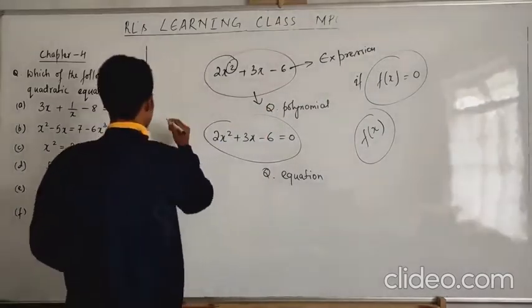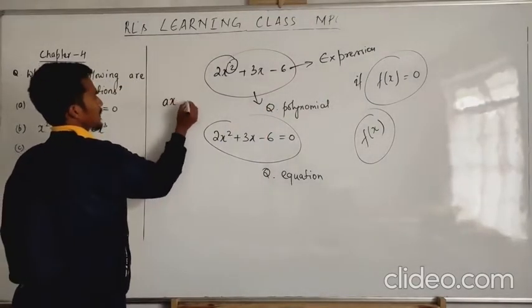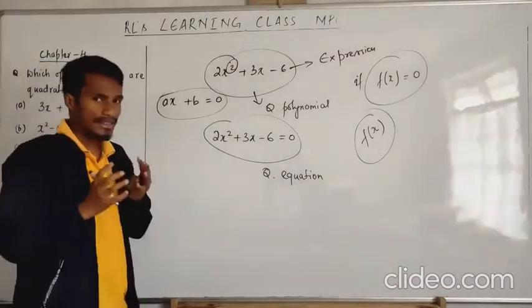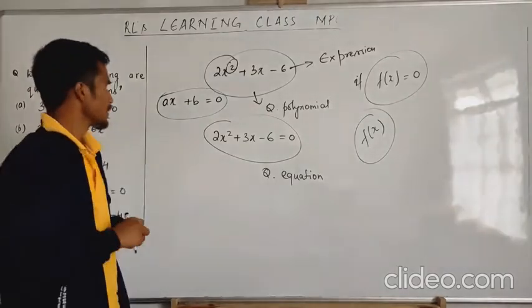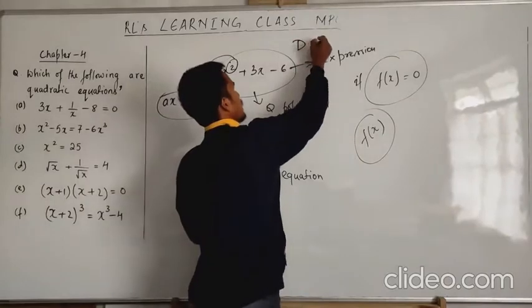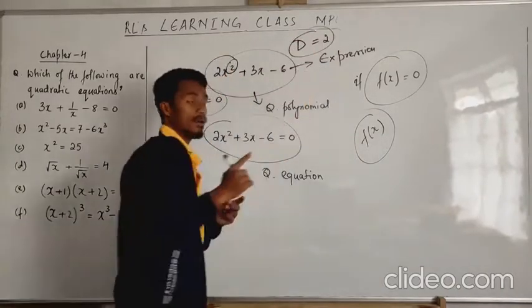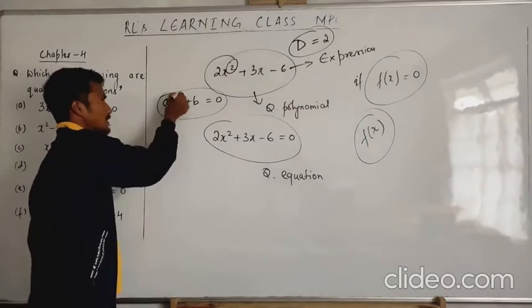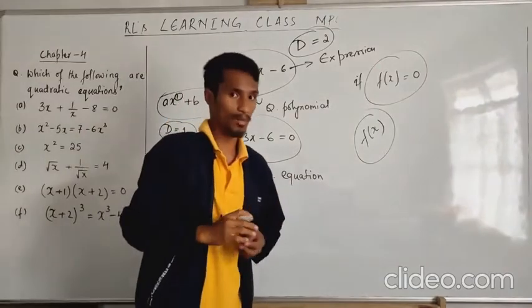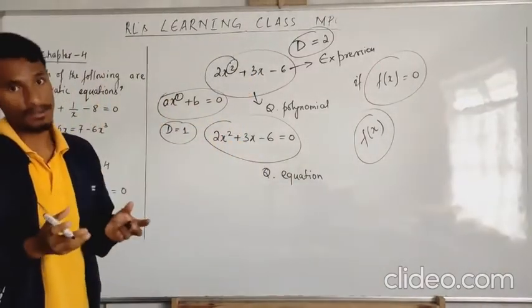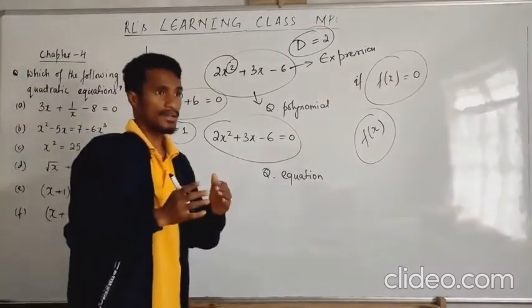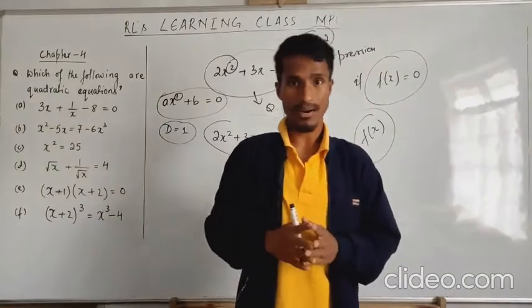For example, if I write ax plus b is equal to 0, is this a quadratic equation? This is not a quadratic equation. Remember, for a quadratic, the degree should always equal 2. But here what is the degree? Here the degree is equal to 1. So this is not a quadratic equation or a quadratic polynomial. This will be a linear equation. Okay, now let's start with how to identify which are quadratic equations and which are not.